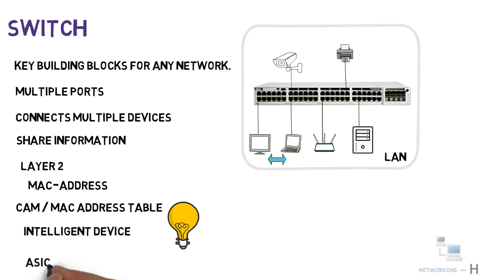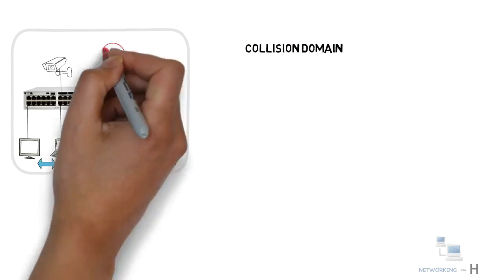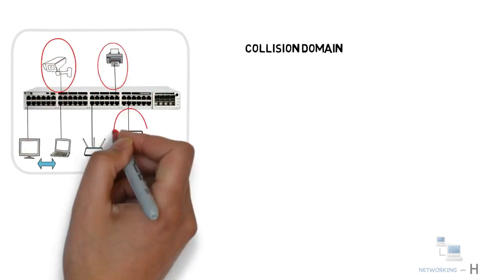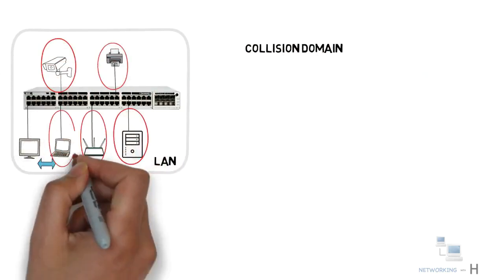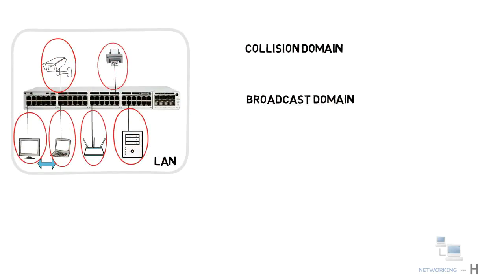Switches are ASIC based. ASIC stands for Application Specific Integrated Circuit. This feature helps the switch make switching decisions very quickly. Every port on a switch is in a different collision domain. That is, a switch is a collision domain separator. All the ports on a switch are by default in the same broadcast domain.